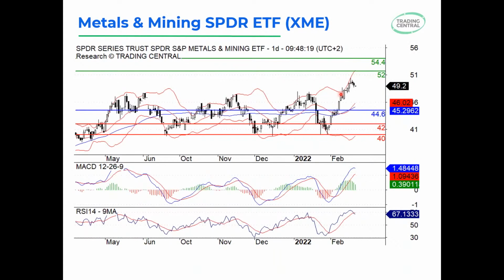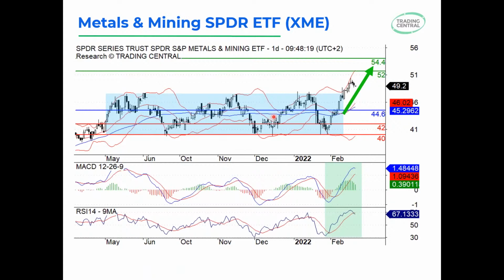Then we have the second sector, where I have seen some opportunity, the metals and mining sector. This is the metals and mining ETF, ticker XME in the US. After a long-term consolidation, this is a trading range, we have lately seen a breakout, and also the momentum indicators are not bad at the moment.